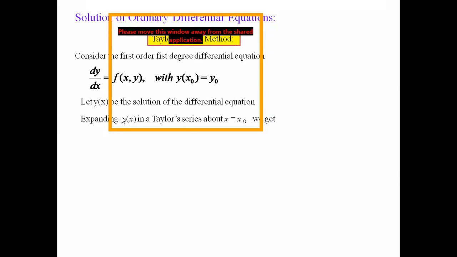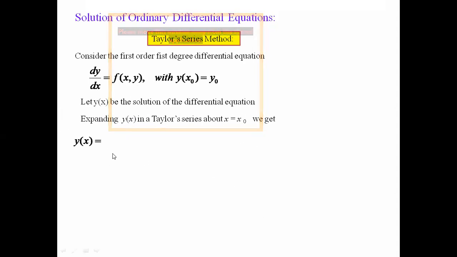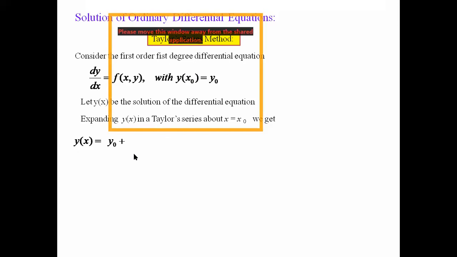So we can write the Taylor series for this function y of x. y of x, the solution for the differential equation about the point x equal to x naught, is y of x equals, first you have to start with the value of y at the initial point x naught, that is y naught. So first write y naught, plus it has an infinite number of terms.